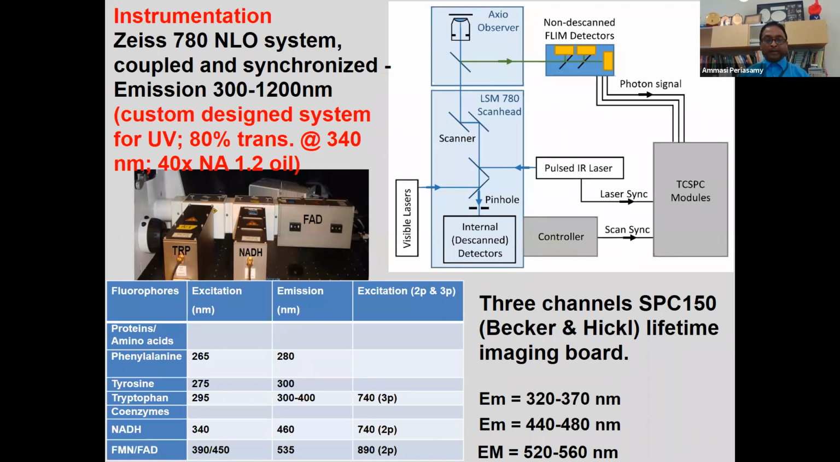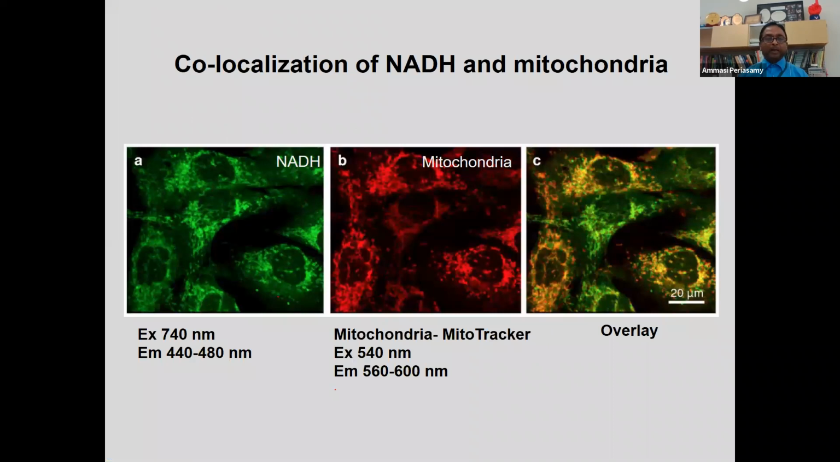use two-wavelength excitation. As you see, if you excite with 740 nanometer, the mitochondria are in the cytoplasmic area. You can see the green color represents the NADH signal. We label the mitochondria with a MitoTracker. You can see red color when you co-localize. You can see that all the NADH signal we acquire is from the mitochondria.